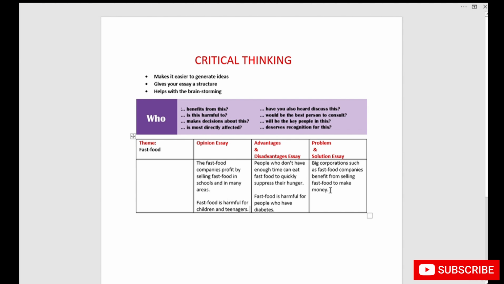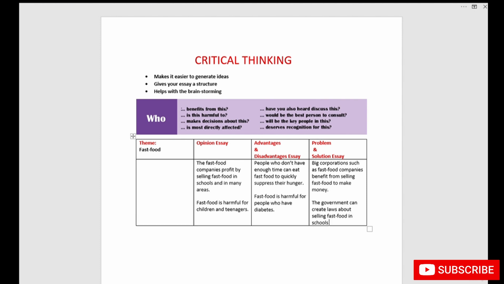And let's go to the who makes decisions about this. I think this will fit best to problem and solution essay. Imagine that you are providing solutions. So you can say the government can create laws about selling fast food in schools to ban it, for example. Let's imagine that it's one of your solutions.